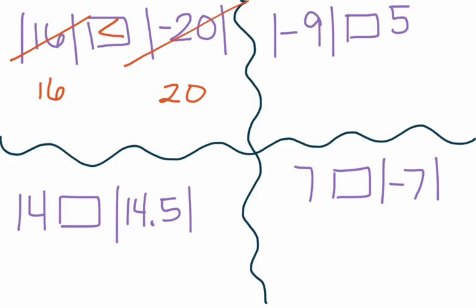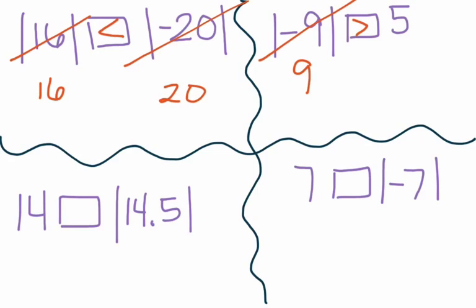Going over to the right, this time we are comparing the absolute value of -9 and 5. Now that's something we have to pay attention to. We only have the absolute value on one of these numbers, so we're only going to have to simplify one of these numbers. So I know that the absolute value of -9 is 9, and we don't have to do anything with 5 because it's just 5.